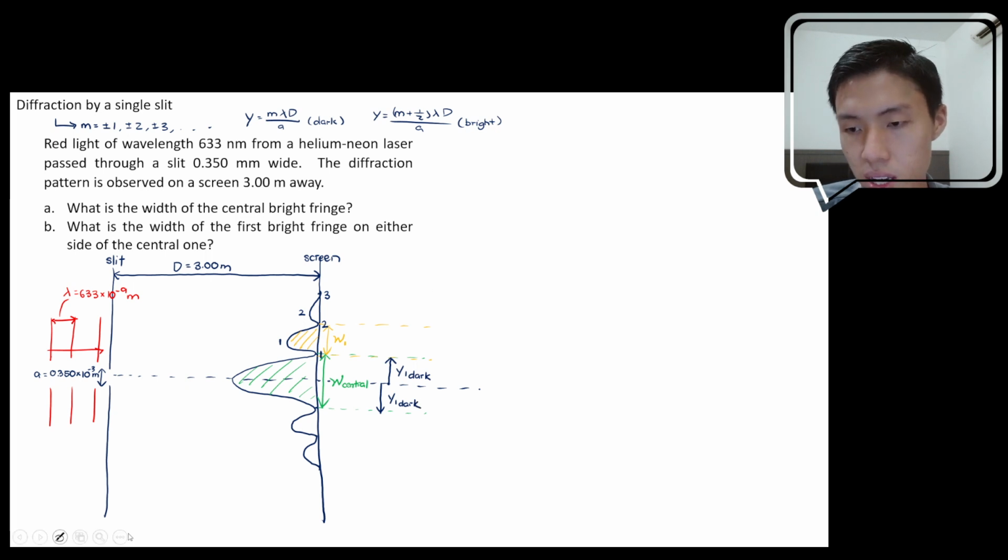So what can you say? You can say that for question A, W central is equal to 2 times Y1.